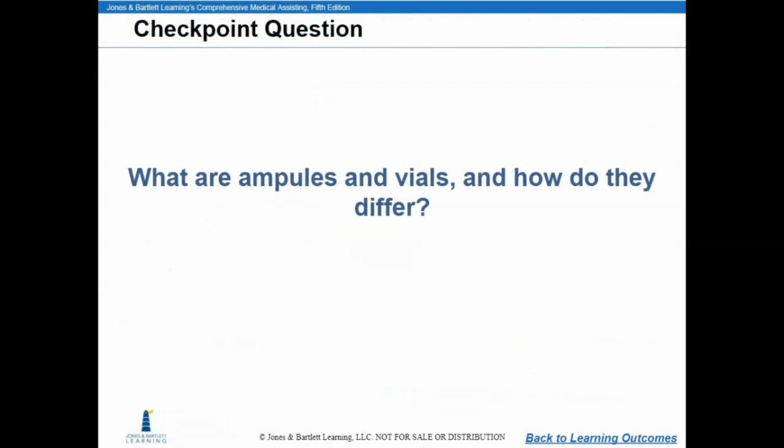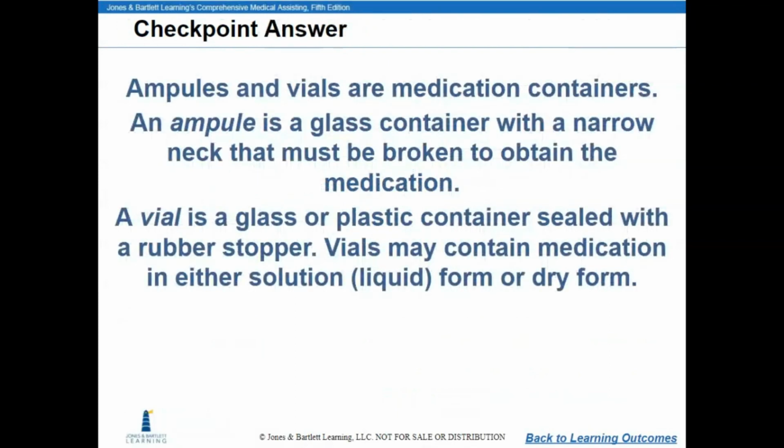All right. So what was the difference between the ampoules and the vials? We said that they're both medication containers, but the ampoule is a glass container with a narrow neck. We have to break it to obtain the medication. The vial is a glass or plastic container sealed with a rubber stopper. They may contain liquid form or dry form. And if they're dry, again, we have to reconstitute it by adding the diluent.